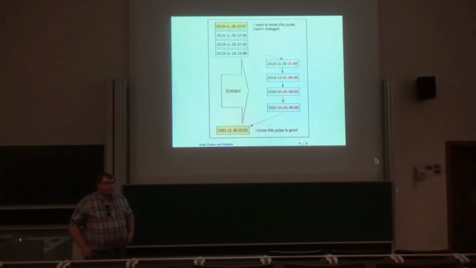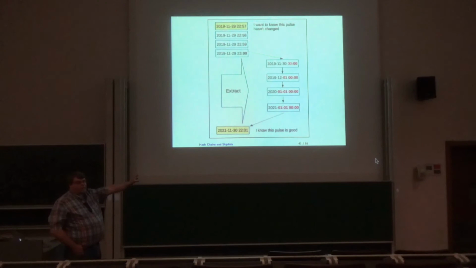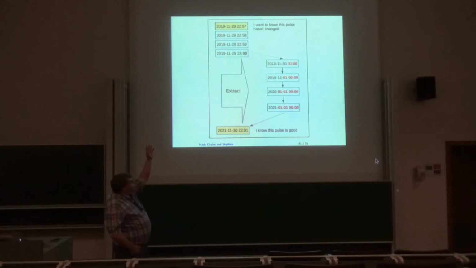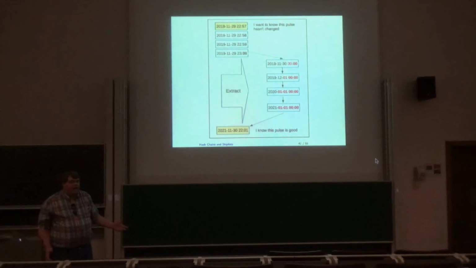So the idea is that the entire sequence has these fields for the previous field, and then also for the first field of that hour, that day, that month, and that year. Okay? So that's why there are a whole bunch of different intact hash chains in this sequence of pulses. And when we do this extract, we try to pull a minimal subset out that is still an intact hash chain.